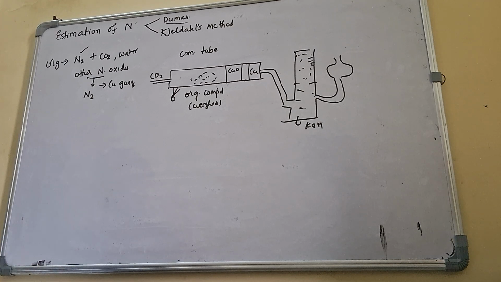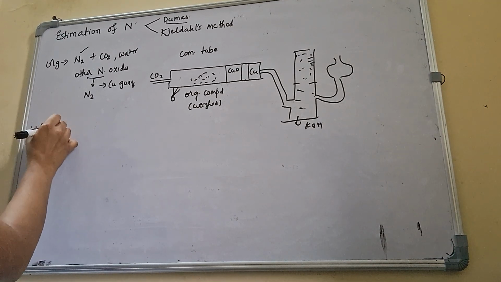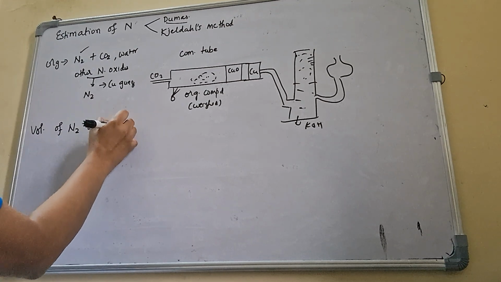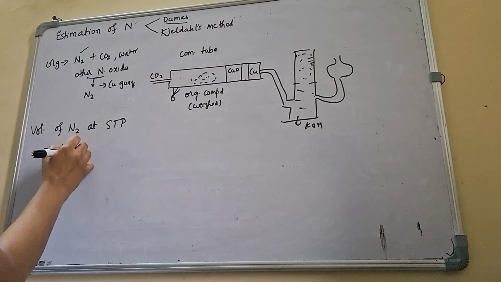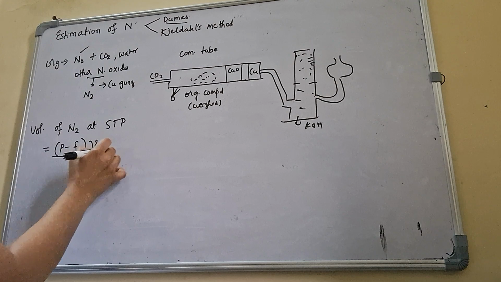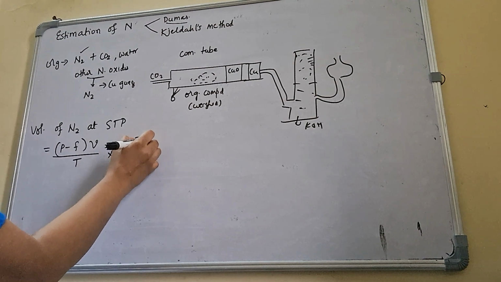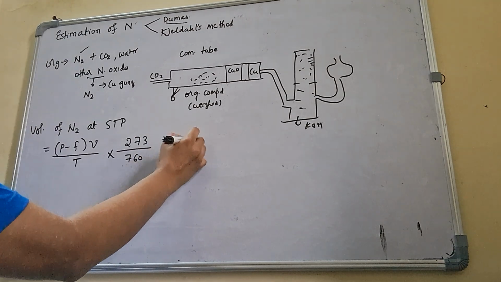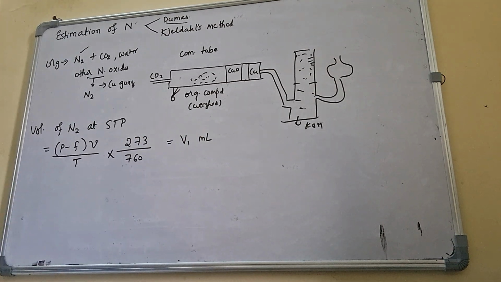Now there is a formula here which you should know. I'll just write the formula, then we will write. First, let us consider how to calculate the volume of nitrogen gas at STP. This is (P minus F) into V by T into 273 by 760. So this is the volume. Let me say it is V1 ml. So I am going to calculate the volume of nitrogen at STP.